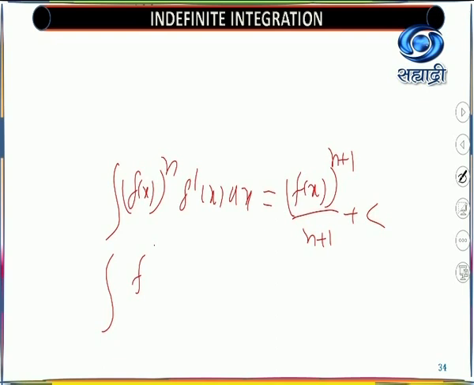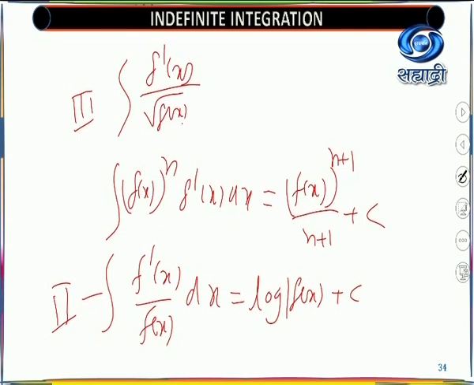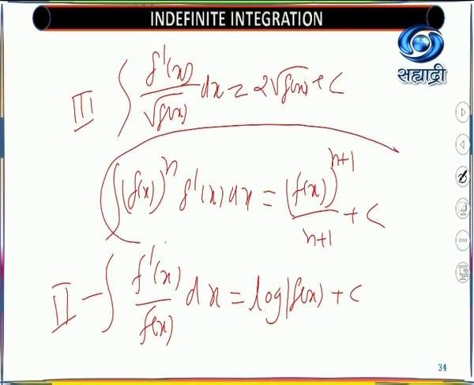Then the next corollary is f dash of x upon f of x, that means the sequence may be different. The integral of f dash of x upon f of x dx gives log of mod of f of x plus constant of integration. This is your second corollary, the first we have discussed. And then the third corollary is the integral of f dash of x upon root of f of x dx, which is equal to 2 root f of x plus constant of integration, and this one is your fourth corollary, which we discussed in the last lecture.